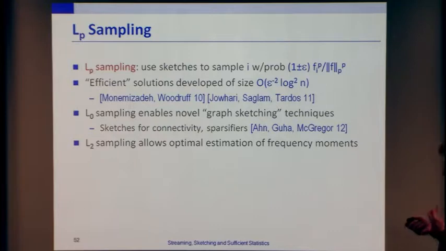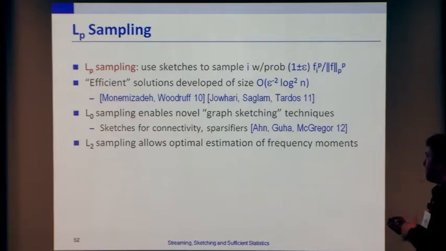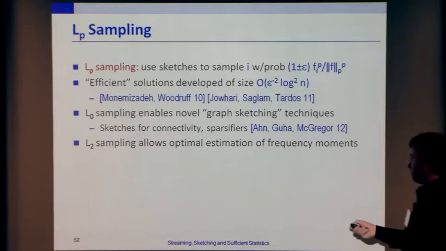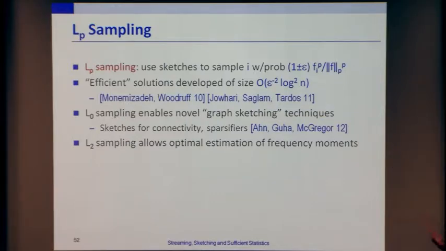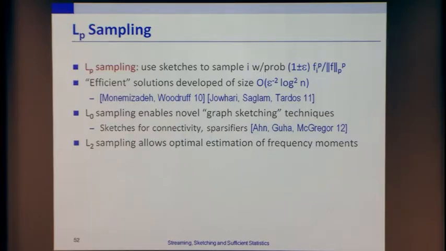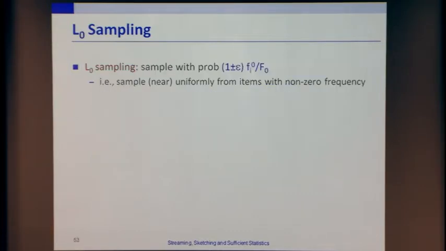And why are these constructions interesting? As I've alluded to already, L0 sampling we're going to use to look at graphs, and L2 sampling we're going to use to look at frequency moments. So these two approaches actually need slightly different constructions. L0, being the zero pseudo norm, is always somewhat difficult to handle. So we'll do that first, and then look at the L2 case.